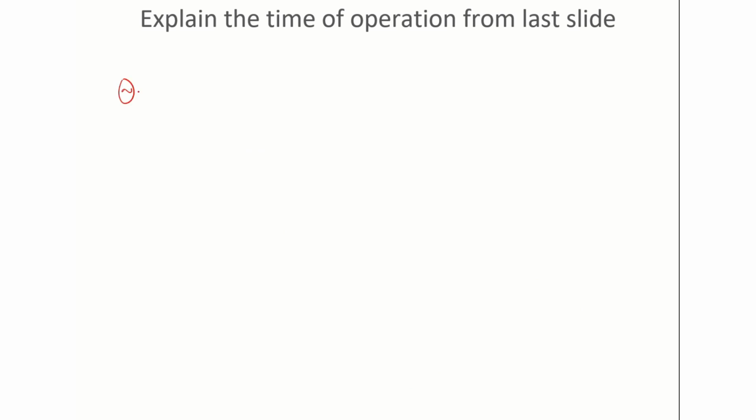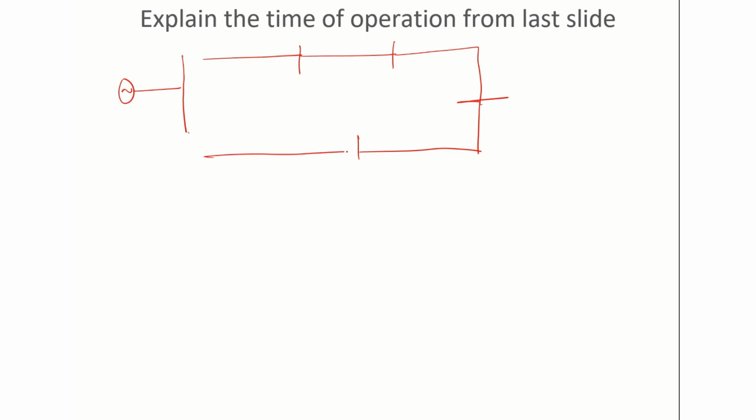So this is my source and this is my one bus bar. Then this is second bus bar, third, and this is fourth, and this is like this. We have some relay here.